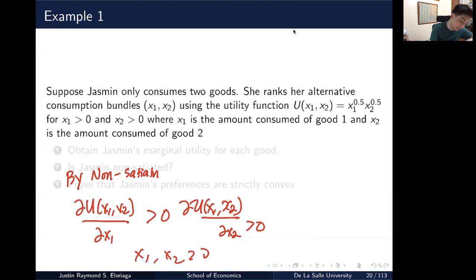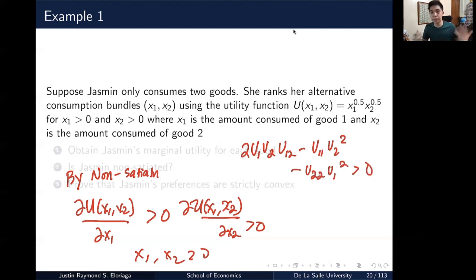we also said that if the preferences are strictly convex, that is, if the utility function is strictly quasi-concave, that happens when 2 u1 u2 u12 minus u11 u2 squared minus u22 u1 squared is greater than zero. So those are things we're going to look for in this particular video. Let's answer each of the sub-questions as they come.